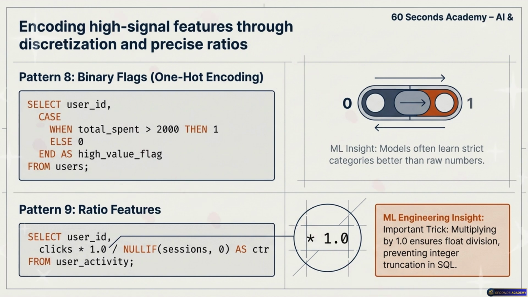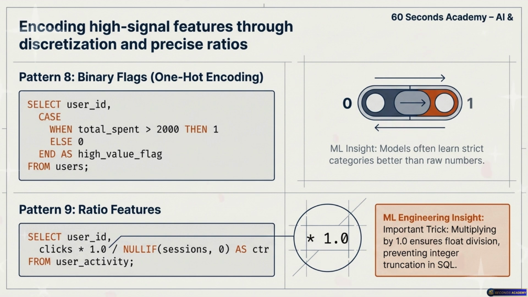That's wild. By multiplying the clicks by 1.0 first, you force the database to treat the integer as a floating point decimal. 9 becomes 9.0. Then 9.0 divided by 10 correctly evaluates to 0.9. It is a tiny syntax trick, but it literally saves the entire predictive power of your feature. One missing decimal point, and your model thinks your best customers are completely inactive.